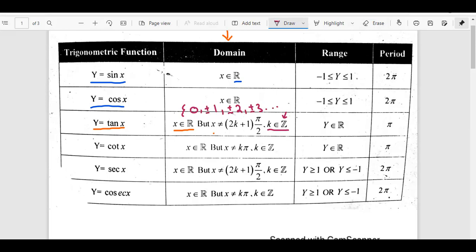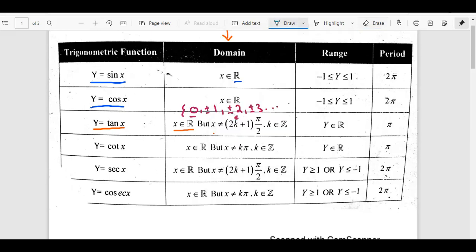All right. What exactly are we talking about? Here we were talking about the domain of tan x, and they're saying that x has all the real numbers except these. And we also noticed that the graph was breaking at some points. Now you will see when we plug in these values in k, we will get some numbers. So let's do that.